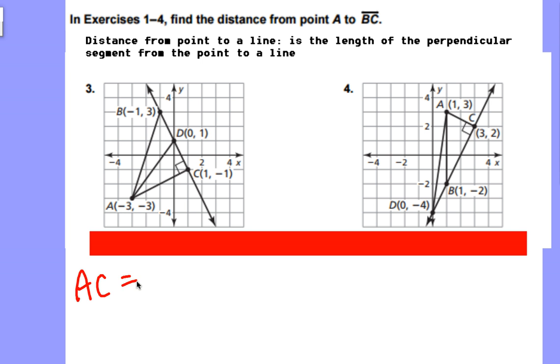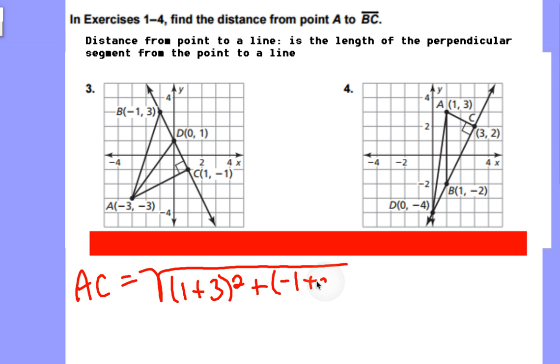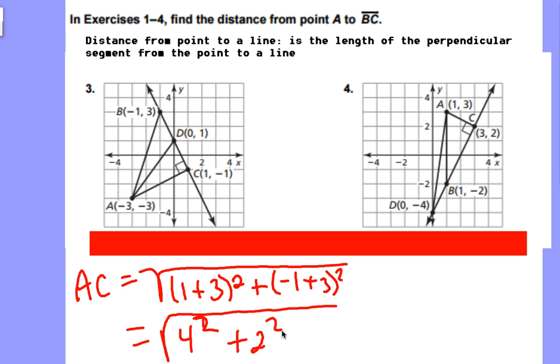And our distance formula is x2 minus x1 squared. So x2 is 1 minus a -3 is a +3 squared, plus y2 minus y1 squared, which is -1 plus 3 squared as well. So we get 1 plus 3, which is 4 squared, and -1 plus 3, which is 2 squared. So we get 16 plus 4, all under that square root, for a square root of 20.